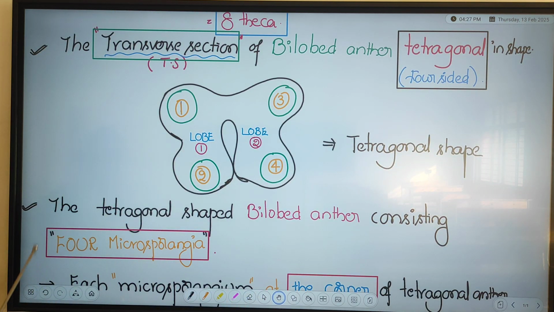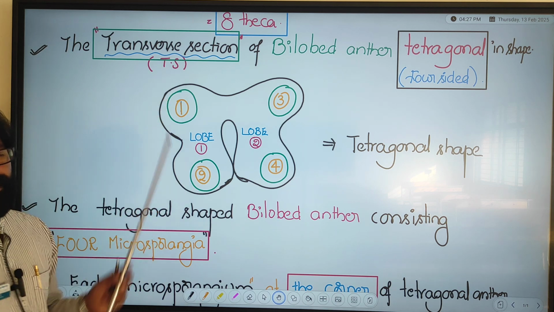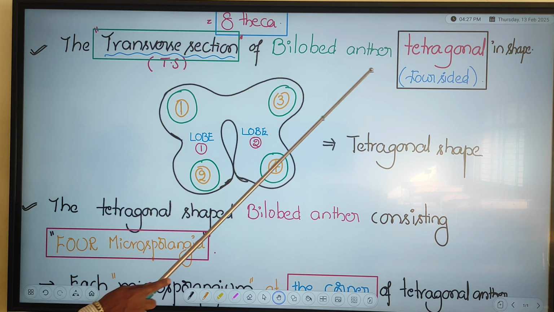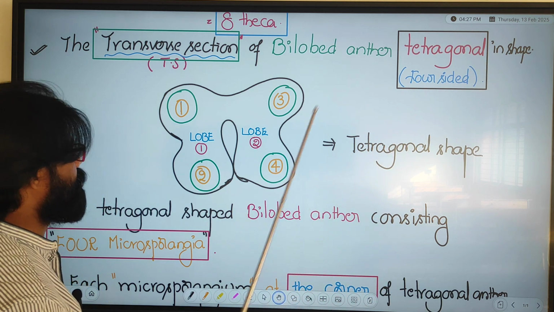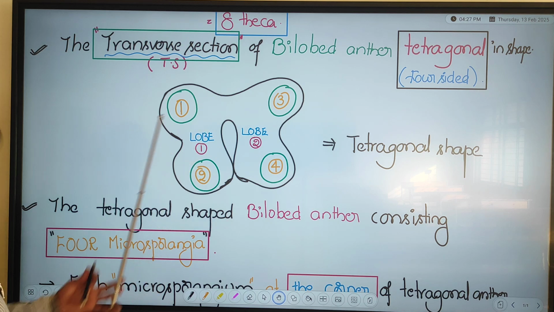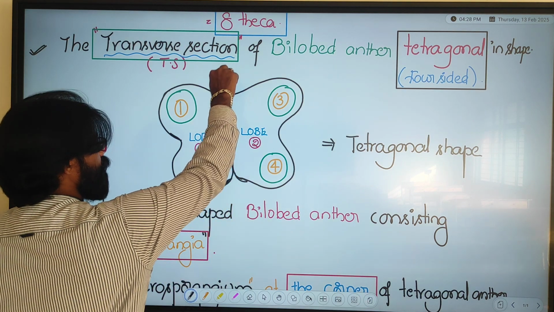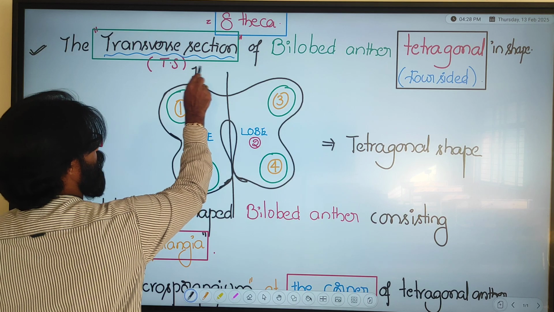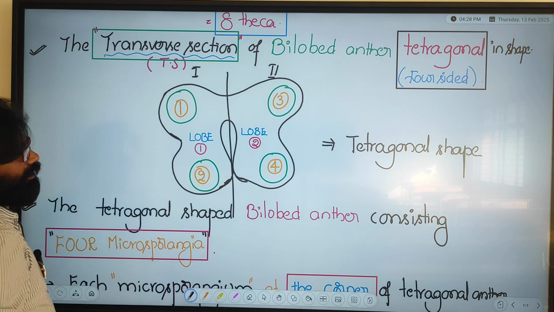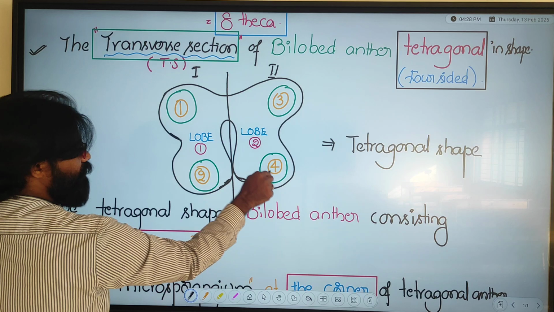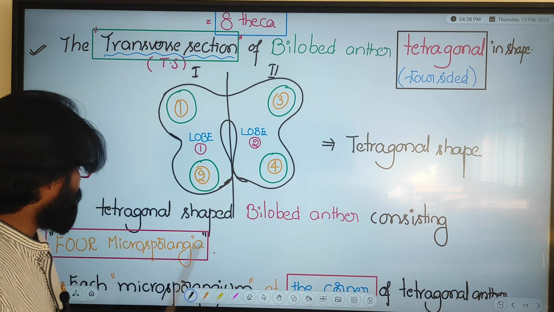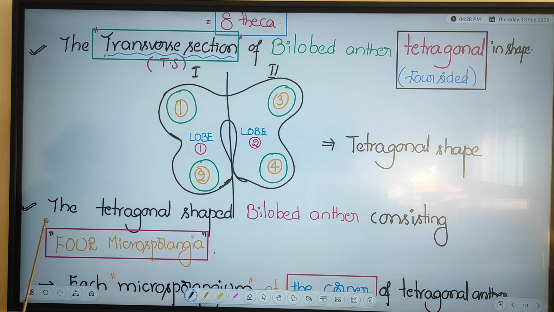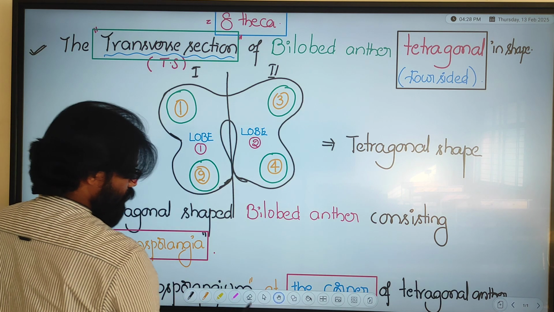Next, the transverse section, commonly called the TS of a bilobed anther, has a tetragonal shape, that means 4-sided. The shape is like this. This is a bilobe as I mentioned previously. This is one lobe, and this is the second lobe. In the second lobe there are 4 theca, 1, 2, 3, 4. Then the tetragonal bilobed anther consists of how many microsporangia? 4 microsporangia. That is also an important question for us.